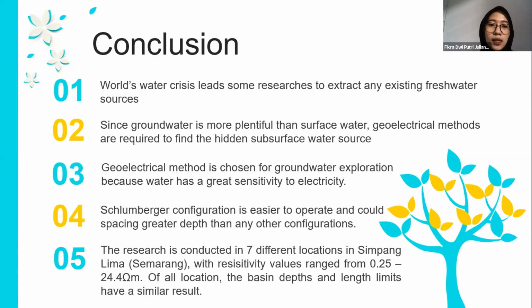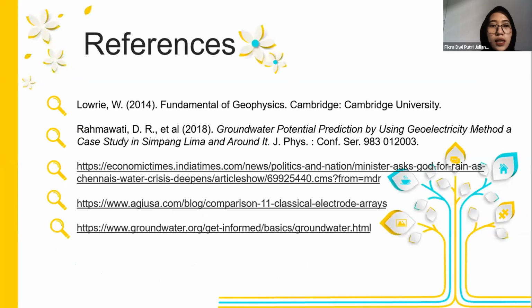And next, the Schlumberger configuration is easier to operate and can reach greater depth than any other configuration. And the last conclusion is the research was conducted in 7 different locations in Simpang 5 Semarang with resistivity values ranging from 0.25 until 24.4 ohmmeters, and of all locations, the basin depth and length limit have a similar result. And these are the references.